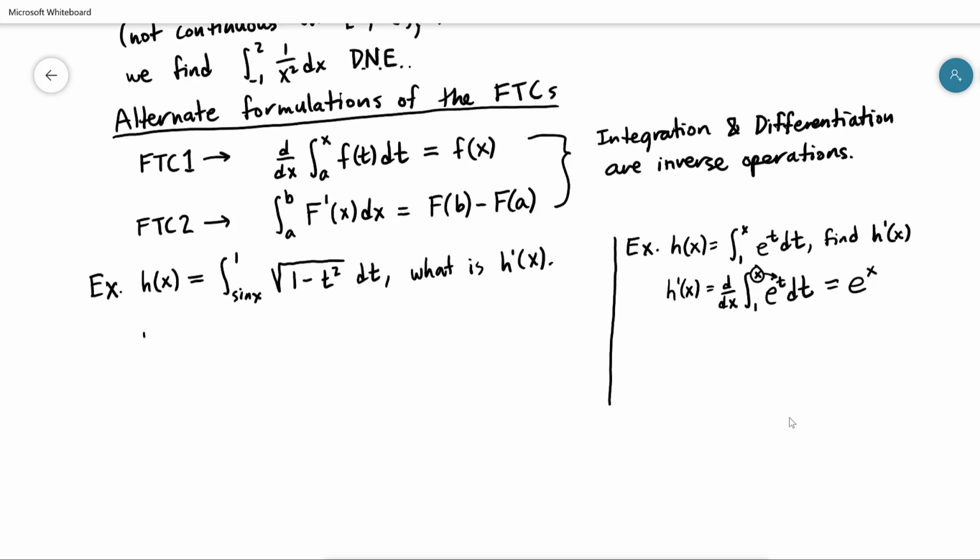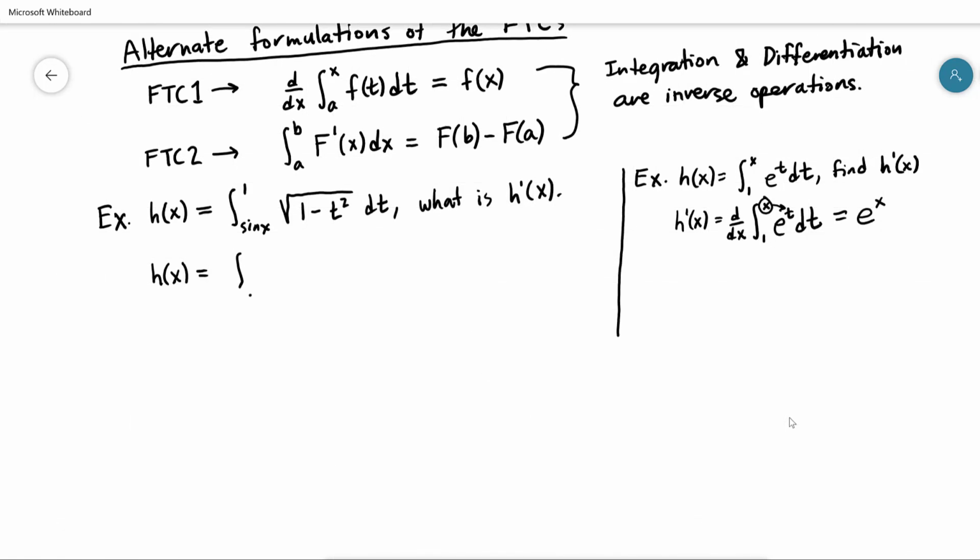So the first thing I'm going to do is rewrite h of x in the correct order. The integral from 1 to sine of x. And whenever I switch the order, you'll remember this was a discussion we had at the beginning of the video, if this one is going from left to right, this one is going from right to left, and that introduces a minus sign. So if we switch the bounds of integration, we also have to flip the sign of the whole thing. And now I have 1 minus t squared dt.